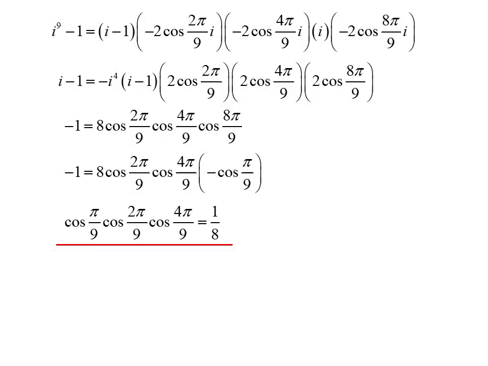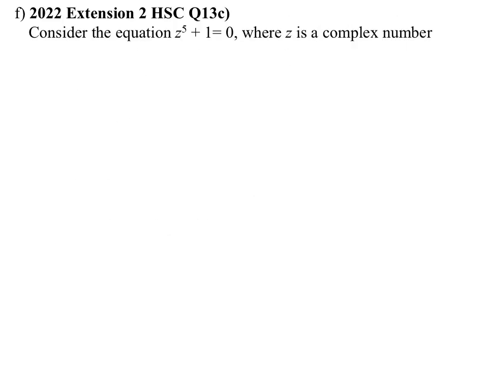Cos pi on 9, cos 2 pi on 9, cos 4 pi on 9 is equal to 1/8. Let's have a look at one from a couple of years ago now. It was the fifth roots of unity, but this time it was equal to negative 1.